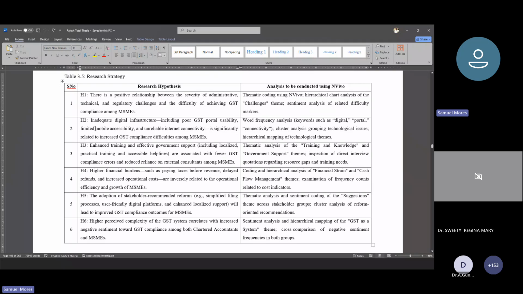Okay, another hypothesis is there. This hypothesis says that inadequate digital infrastructure, including poor GST portal usability, limited mobile accessibility, unreliable internet connectivity, is significantly related to increased GST compliance difficulty. I have tested this using word frequency analysis, such as digital, portal, connectivity. Cluster analysis is also done to test this. This is a qualitative study. That's why this type of analysis I have used. If I go for a statistical method, for example, if I conduct ANOVA, I can say one-way ANOVA has been used to test this particular hypothesis.